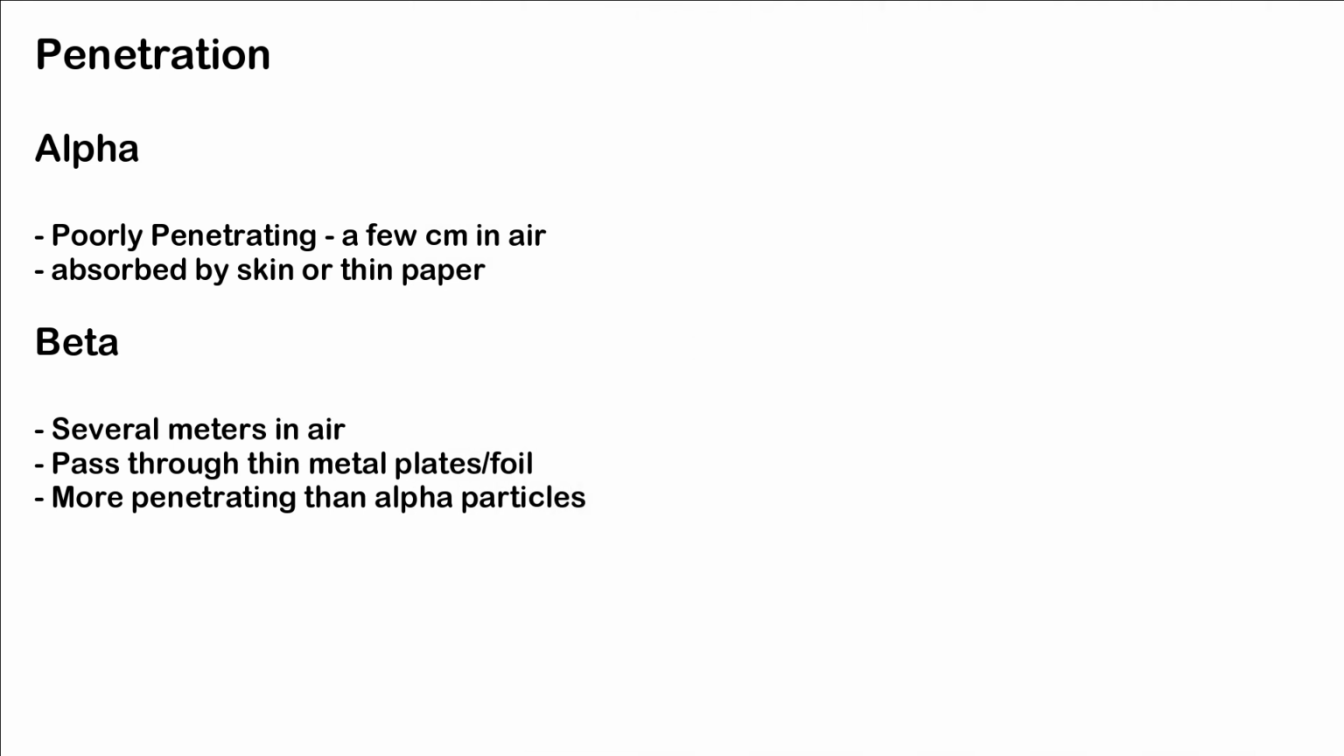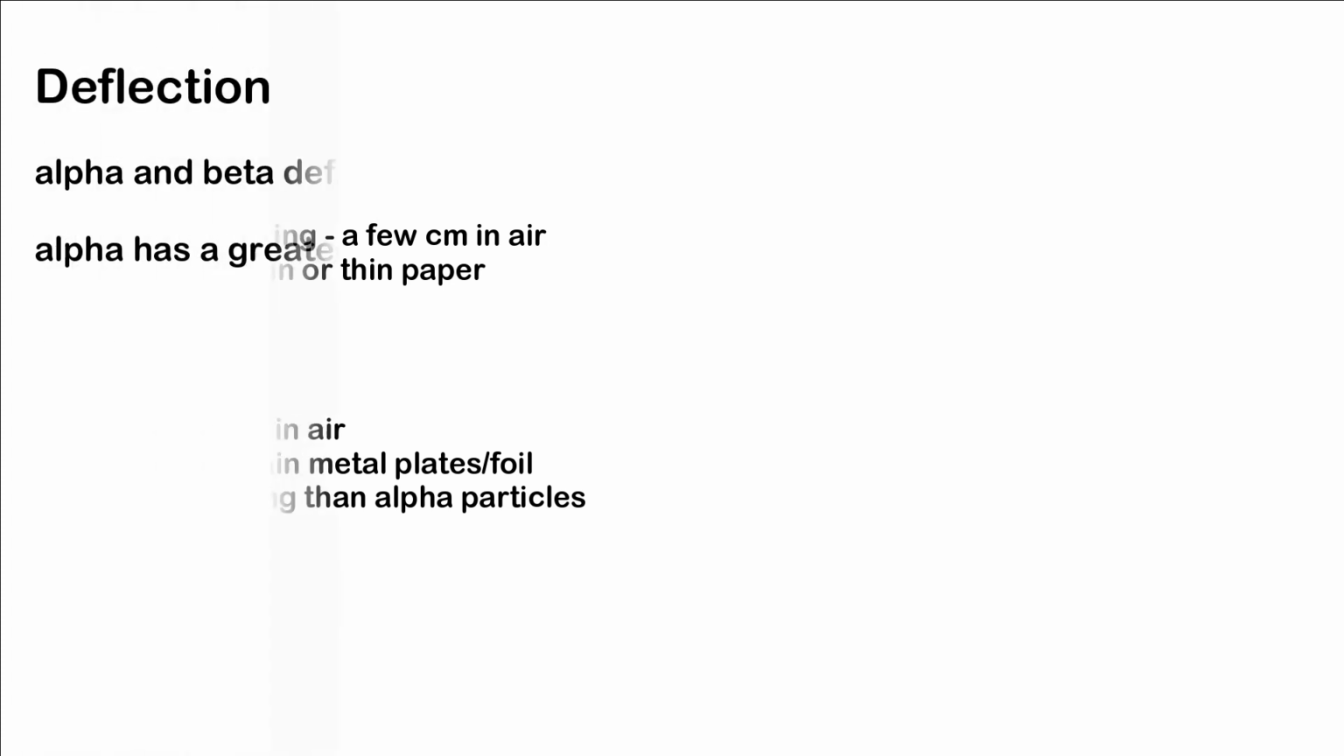Alpha particles are very poorly penetrating. This means that they can only go a few centimeters in air. Alpha particles are absorbed by the skin, or you could say that they're absorbed by thin paper. They are weakly penetrating. Beta particles can penetrate several meters of air. They can pass through a thin metal plate and can travel further than alpha particles in air and further than alpha particles through other materials. Note here that you're allowed to compare between the two, as this would also gain you marks.